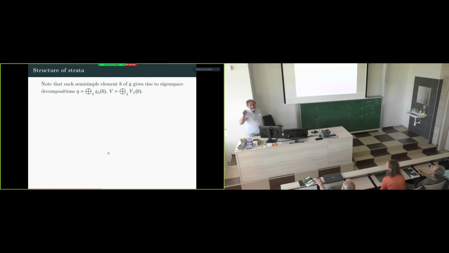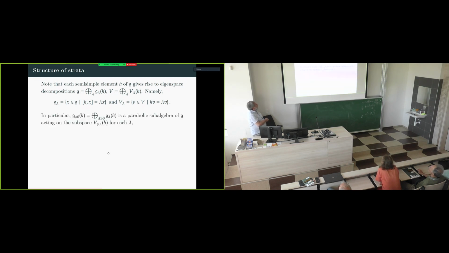So you take this characteristic. This is a semi-simple element in your algebra, and it gives you a grading of the algebra and the representation by its eigenvalues. This is just the definition of this grading. And we also use this notation for the part of the grading from some point up. So, in particular, for each h, G_0^h is a reductive subalgebra. It is the Levi subalgebra of this parabolic subalgebra.